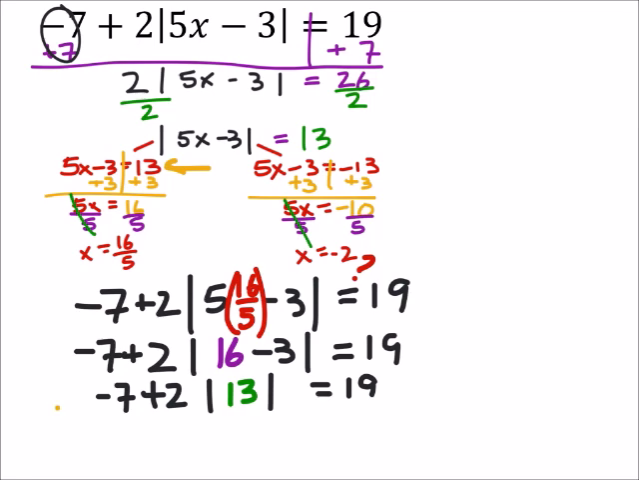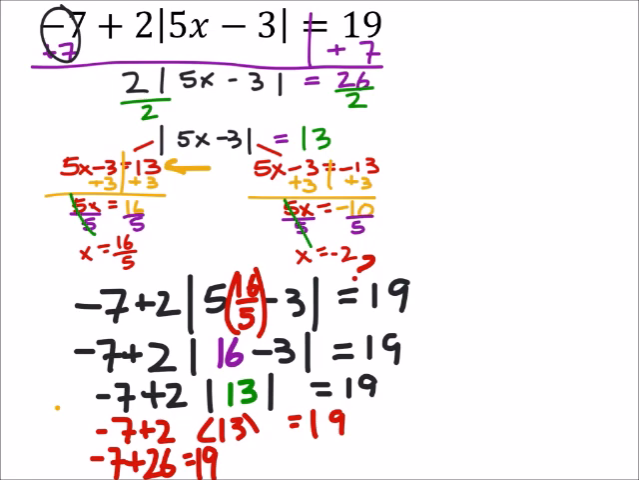The absolute value of 13 is 13. So we got negative 7 plus 2 times 13 equals 19. 2 times 13 is 26. Negative 7 plus 26 does equal 19. That's true. So right now we know that 16 fifths is a correct answer.